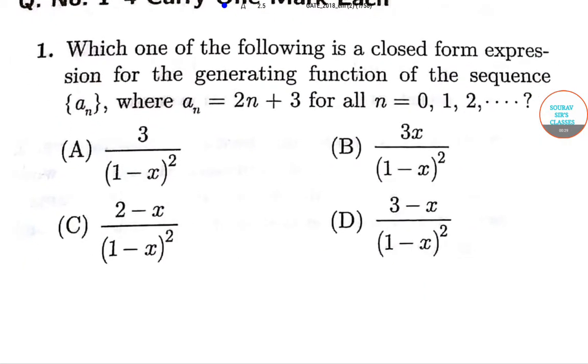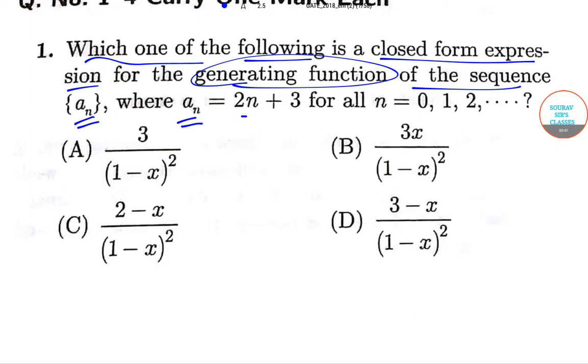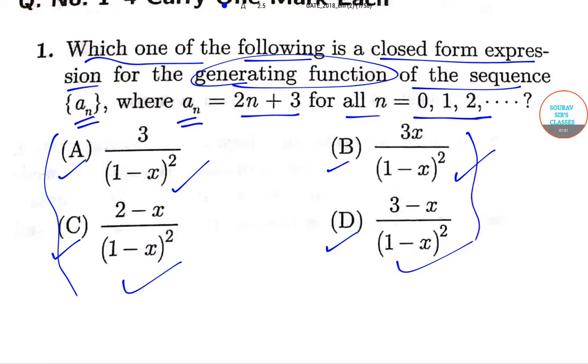In question number 1, we have been asked which one of the following is a closed form expression for the generating function of the sequence an, where an is equal to 2n plus 3 for all n equal to 0, 1, 2, and so on. The options are: option A, 3 upon (1 minus x) whole square; option B, 3x upon (1 minus x) whole square; option C, (2 minus x) upon (1 minus x) whole square; and option D, (3 minus x) upon (1 minus x) whole square. So these are supposedly the closed form expression for the generating function. So we have to find out the generating function for an, where an is given by 2n plus 3.